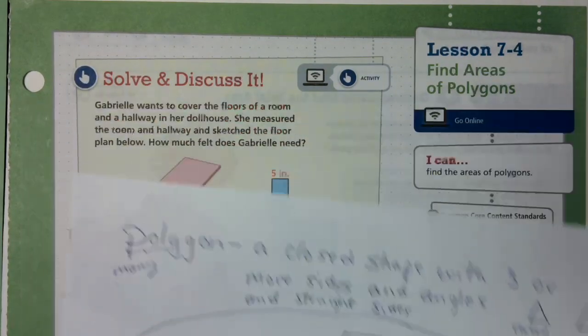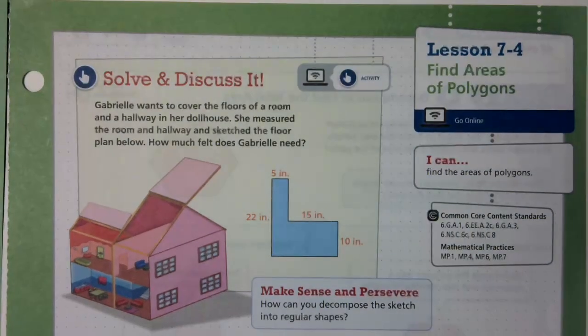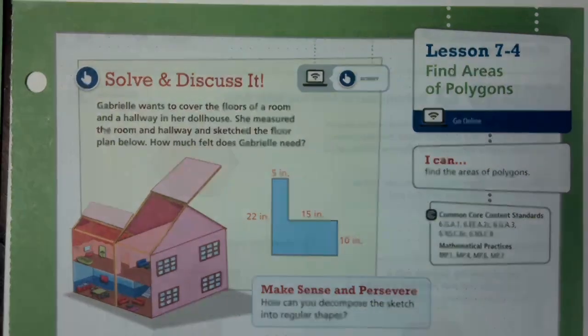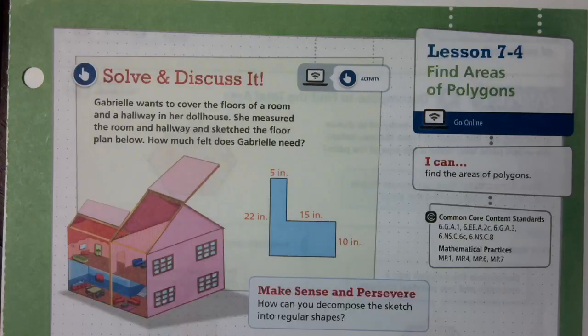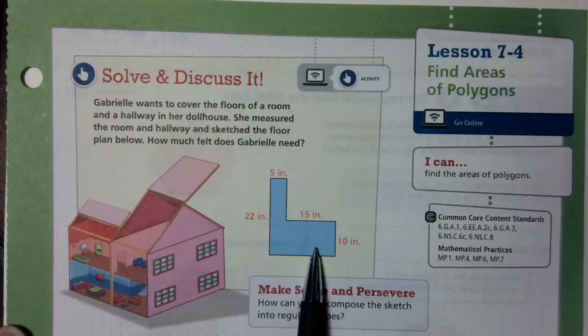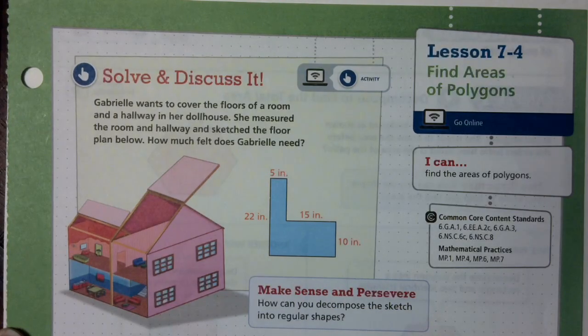Okay, now get your papers out. We're going to need pages 419 through 423 for today. Alright, and as you can see in the Solve and Discuss, Gabrielle wants to cover the floors. Cover means area, right? Remember, we're doing area. She wants to cover the floors of a room and a hallway in her dollhouse. She measured the room and the hallway and sketched the floor plan below. So we don't even have to look at the house anymore. We're just looking right here. Here's our information. And so it says, how much felt does she need to cover that floor?